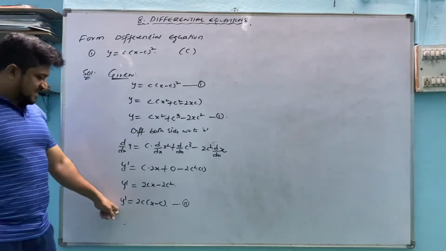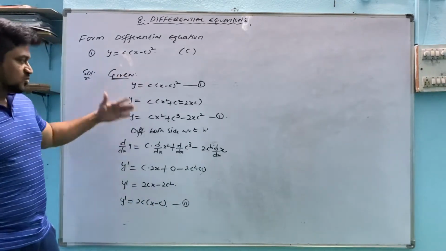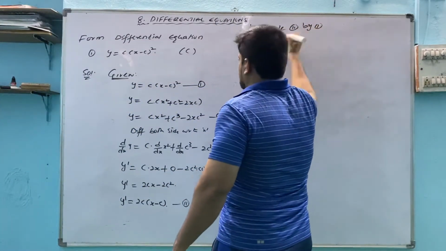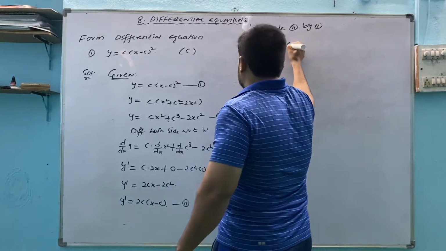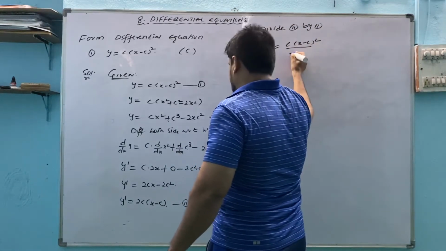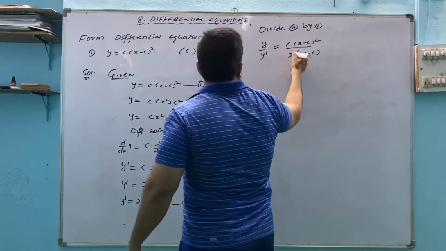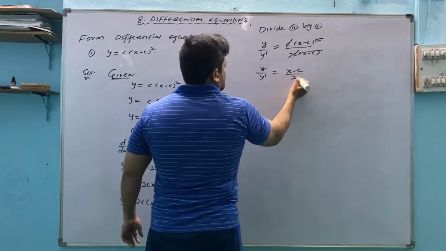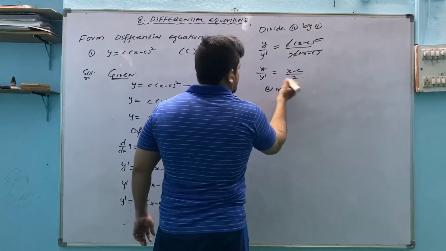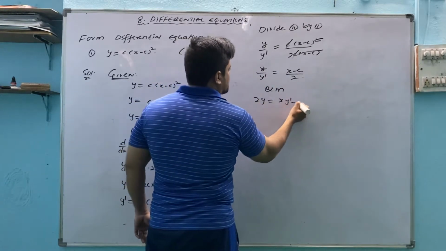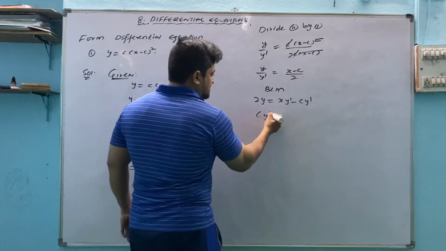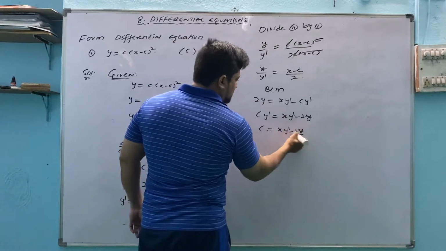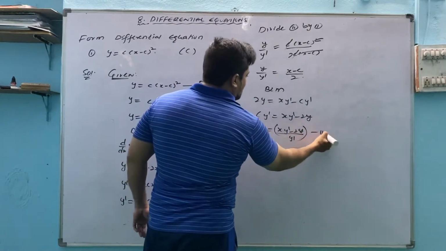Now after differentiating, I still find c values in this one, so I will divide both of them. Divide 2 by 1. y by y dash is equal to c into (x minus c) square by 2c into (x minus c). c cancelled, x minus c cancelled. y by y dash is equal to (x minus c) by 2. By cross multiplication, 2y equals xy dash minus cy dash. cy dash equals xy dash minus 2y, and c equals (xy dash minus 2y) by y dash. This is the value of c.